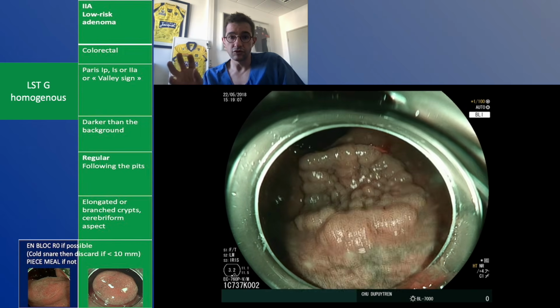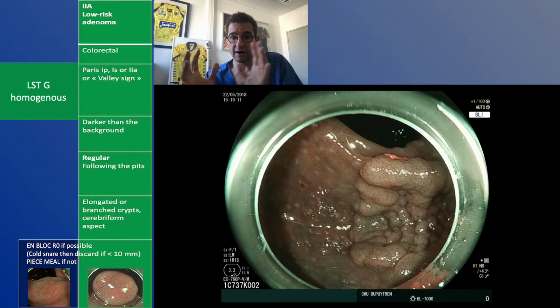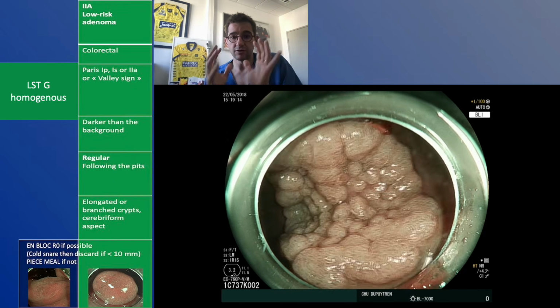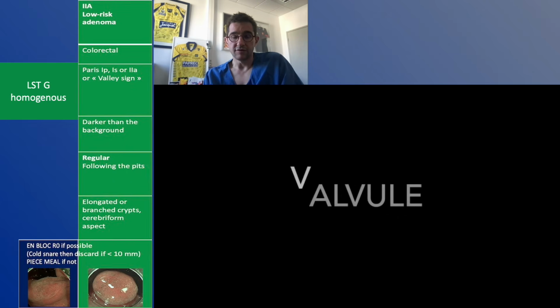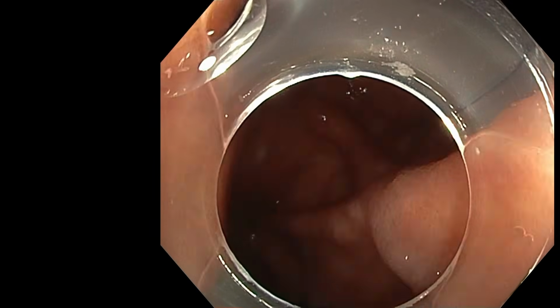Many small nodules, none bigger than the others, no irregular area, no demarcated area, no red sign, nothing, and therefore this is a good example of a low risk T1 cancer.